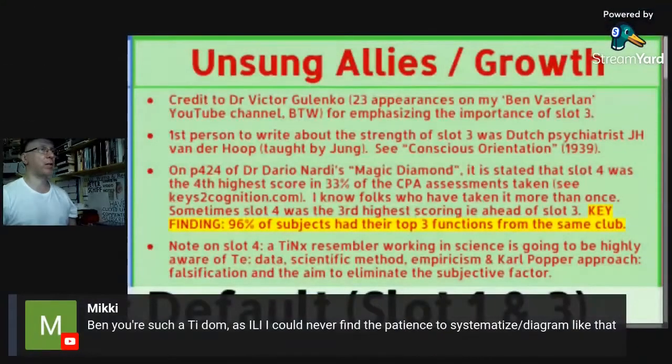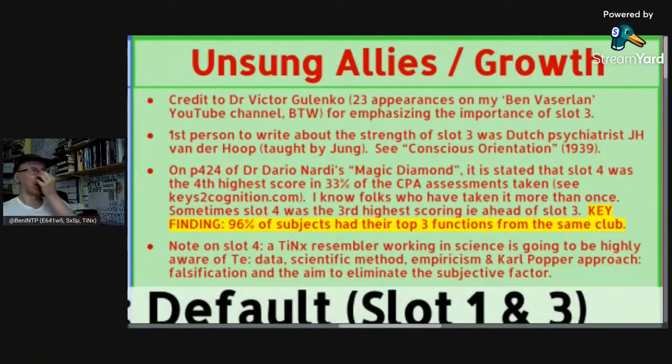Right, I'm just going to get back to this comment on screen. You might not be able to see it. "Ben, you're such a TI dumb. As ILI, I could never find the patience to systematize diagram like that." Well, maybe if there was some utility in it, you would. Right. The only way I'm going to get people interested in this is if I get my sitcom on our channel, and then more people will watch because they'll be interested. Right. But I will plug away.